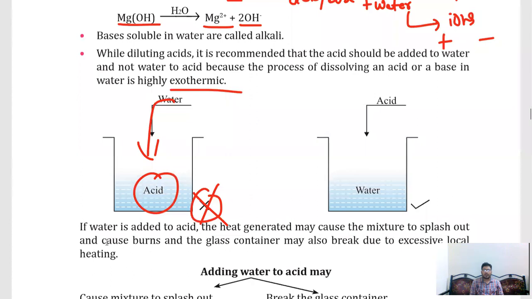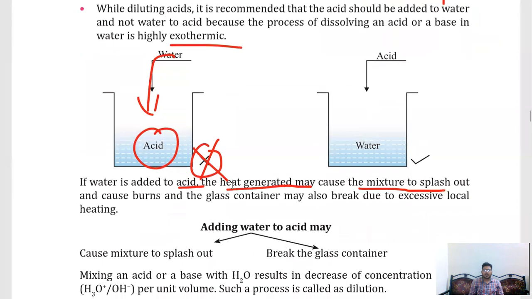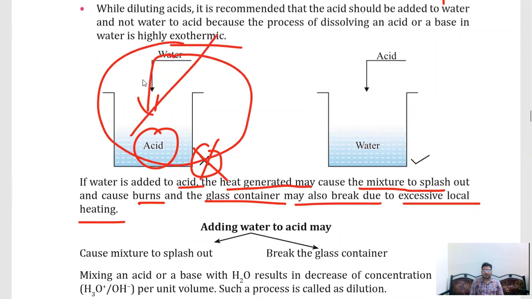So if water is added to acid, the heat generated may cause the mixture to splash out and cause burns, and the glass container may also break due to excessive local heating. So it is not at all advised for you to add water to acid. It is advised for you to add acid to water, drop by drop, such that if heat energy is generated, it will be absorbed by the water and beaker.